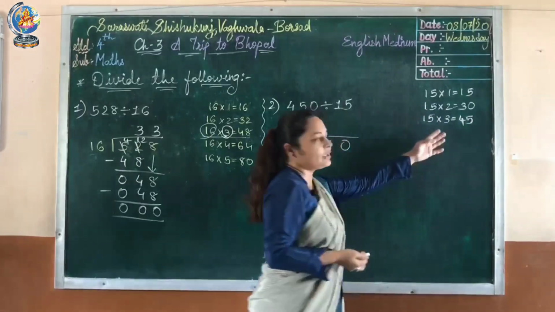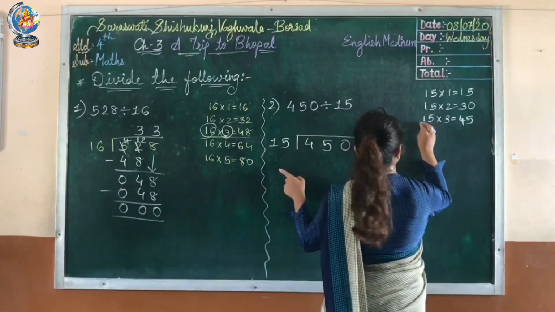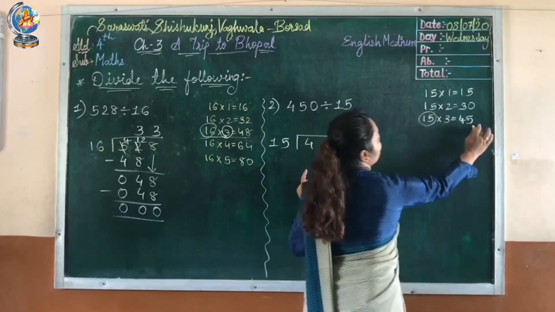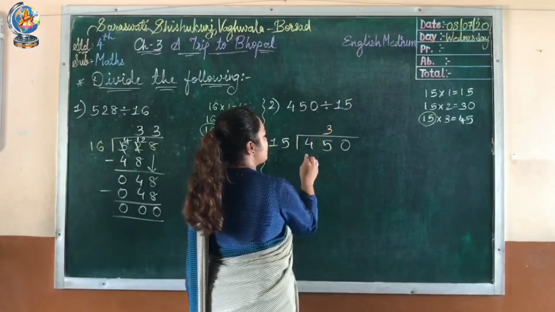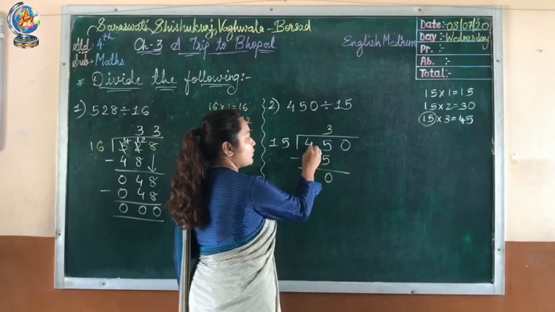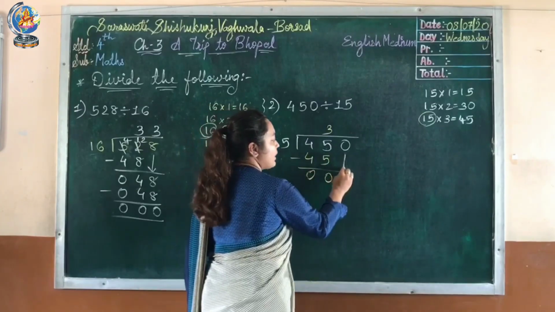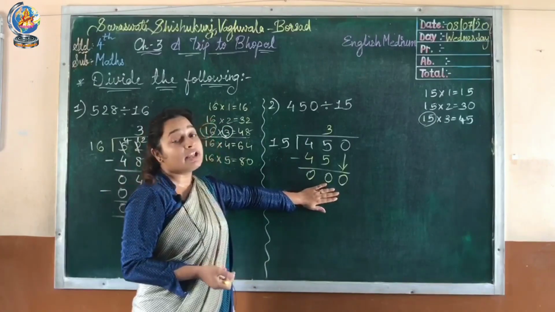As you can see, we got it: 15 threes are 45, right? So 15 is given here as the divisor, and 45 is given in the dividend. So 15 threes are 45. Minus sign, 5 minus 5 is 0, 4 minus 4 is 0. Now we will bring the 0 down. As you can see, now we have only 0.